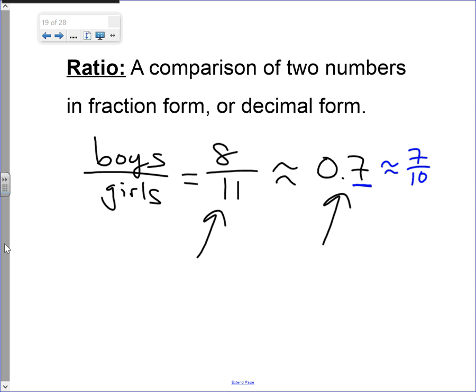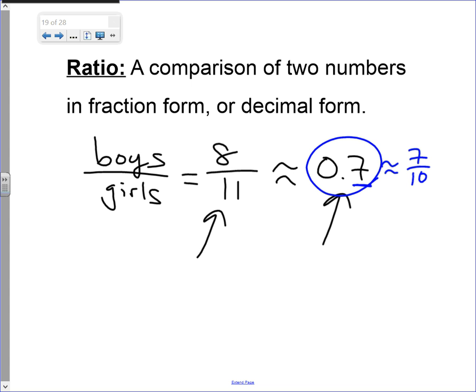Which really means for every 7/10 of a boy, if I were to chop up the guys, like let's say just one guy, and chop you up into 10 pieces, it'd be a lot of blood and guts, but for every 7/10 of a guy, there's 1 girl in this class. That's the same way of saying for every 8 guys, there's 11 girls. This means for every 7/10 of a boy, so think of a boy in here and chop him up into 10 equal pieces. If you take 7 of those pieces, for every 7/10 of a boy, there's going to be 1 girl in here.